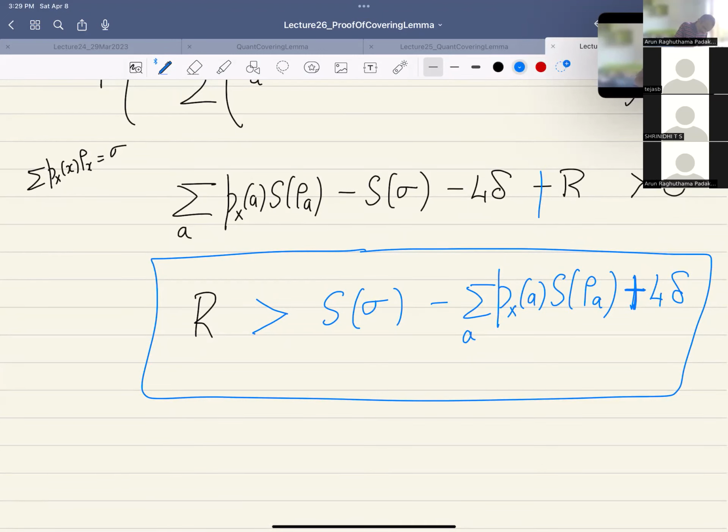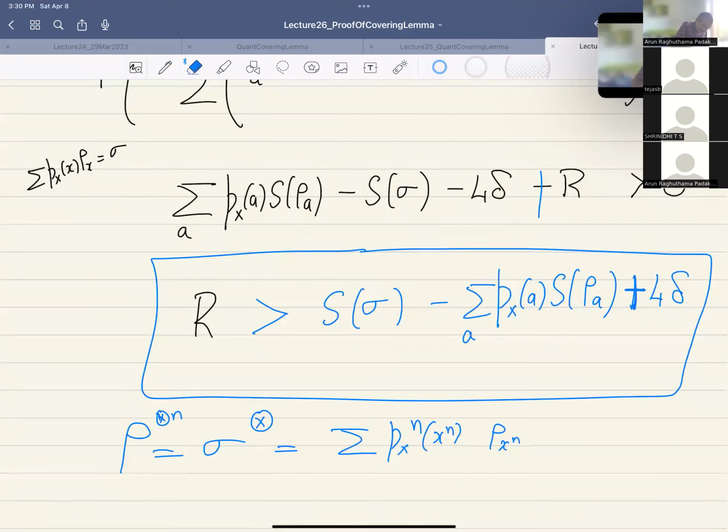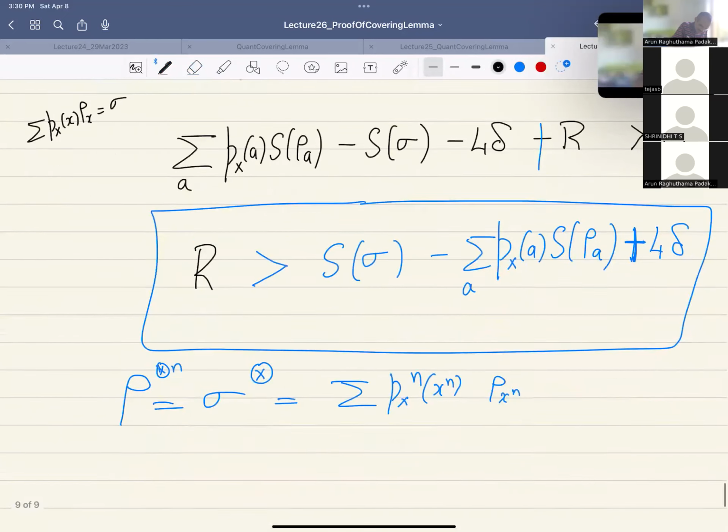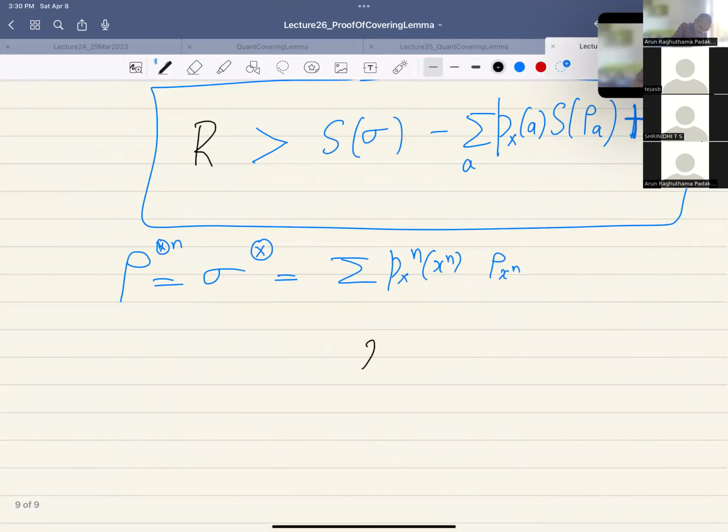So you're trying to simulate sigma tensor n. Sigma is our rho or sigma. This is what we are trying to simulate, right? We know this is equal to the summation of Px of x, rho x. So yesterday Niranjan's suggestion was, let's take 2 power n h of x number of sequences.